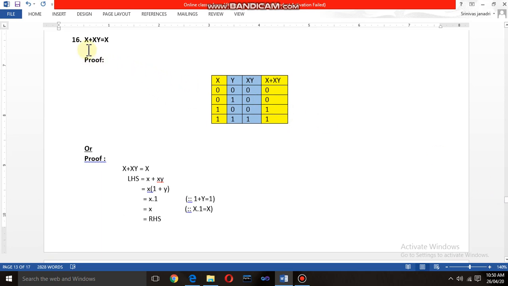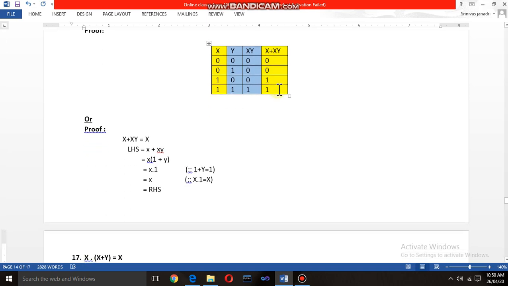First one is x plus xy is equal to x. Here I have given the truth table where the yellow and red columns will give you the RHS and LHS of that expression. Just go through that truth table, I hope you can easily understand it. The truth table method you can easily understand. I will only explain the algebraic method, where x plus xy is equal to x.